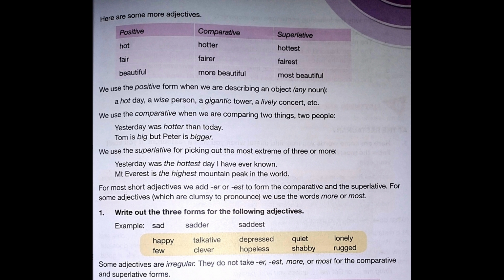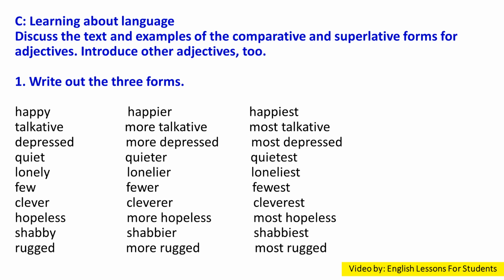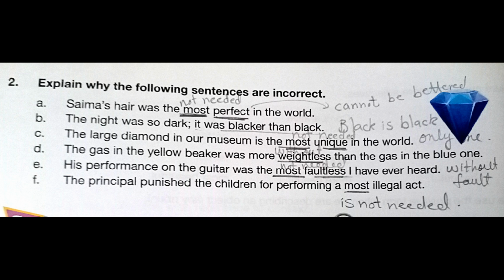So here is the question. Write out the three forms of the following adjectives. Happy, happier, happiest. Talkative, more talkative, most talkative. Depressed, more depressed, most depressed. Quiet, quieter, quietest. Lonely, lonelier, loneliest. Few, fewer, fewest. Clever, cleverer, cleverest. 2. Explain why the following sentences are incorrect.